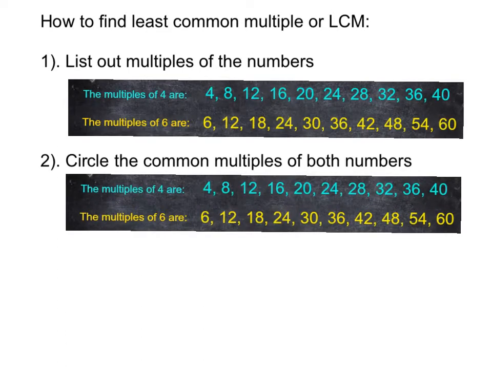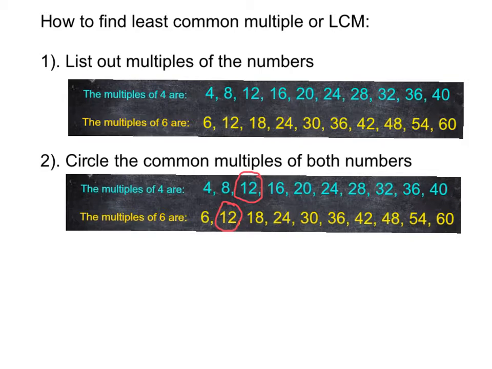Okay, let's go on to step 2. Circle the common multiples of both numbers. And what we mean when we say they have it in common is it's a multiple that they both have. So if we look at our list of multiples of 4, and we look at our list of multiples of 6, let's look for multiples that are both in the 4 list and in the 6 list. So the first one I see is 12. I see that in both the multiples of 4 list and the multiples of 6 list.